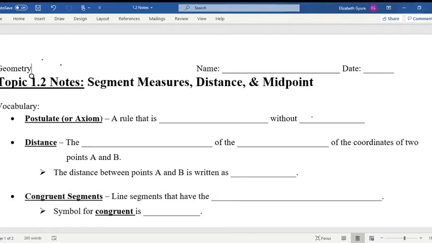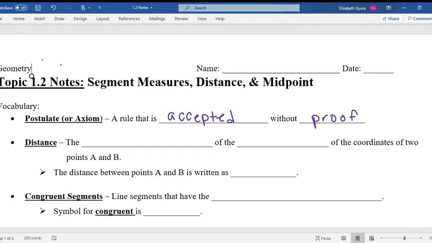And a postulate is a rule that is accepted without proof. So what that means is it is a rule that we don't have to justify. We know it's a fact and we don't have to explain it. It just is what it is. And postulates are things that are going to come up a lot, especially when we get to more of our vocab heavy sections in this chapter.